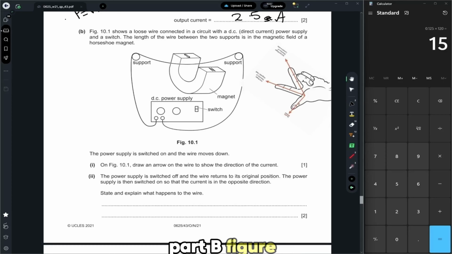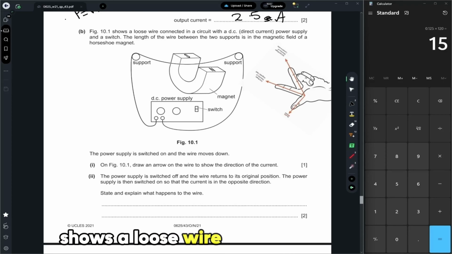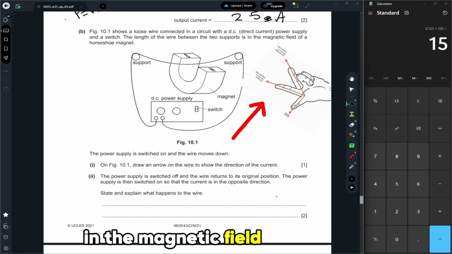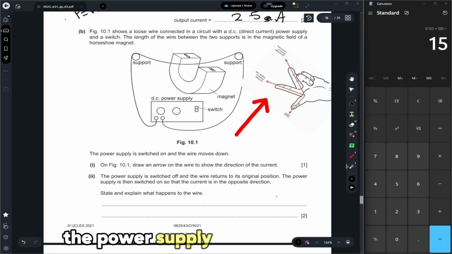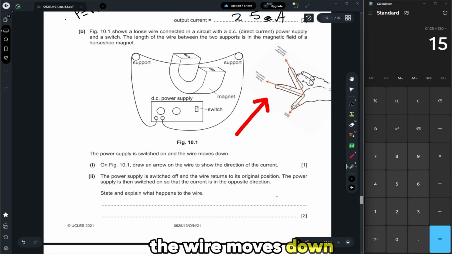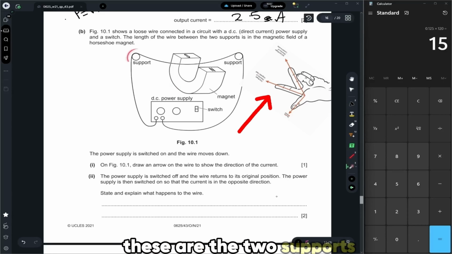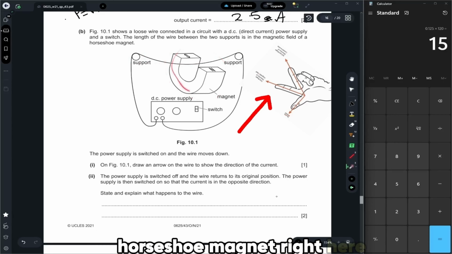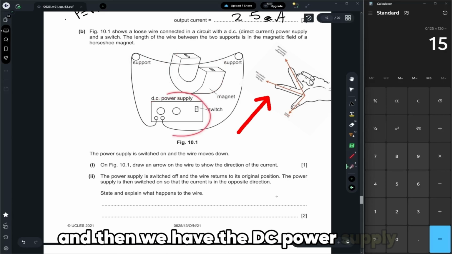Part B. Figure 10.1 shows a loose wire connected in a circuit with a DC (direct current) power supply and a switch. The length of the wire between the two supports is in the magnetic field of a horseshoe magnet. The power supply is switched on and the wire moves down. So the wire is moving downwards. These are the two supports, the wire in between, and this is the horseshoe magnet right here. And then we have the DC power supply.